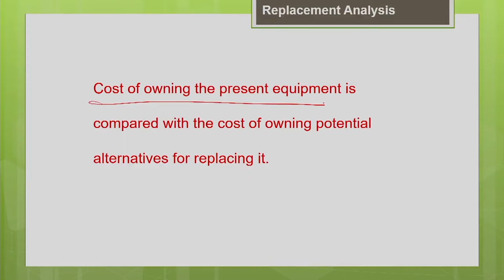Basically we are going to compare the cost of owning the present equipment with the cost of owning the other potential alternatives. What are the potential alternatives available for replacement? We are going to look into that. We will work out the cost of the different alternatives, and we know the cost of the present equipment. We can compare the defender with the challengers and make the right decision whether to replace this defender with a particular challenger. If you decide to replace, you can also determine the optimum replacement time. We will discuss that in detail in the upcoming slides.